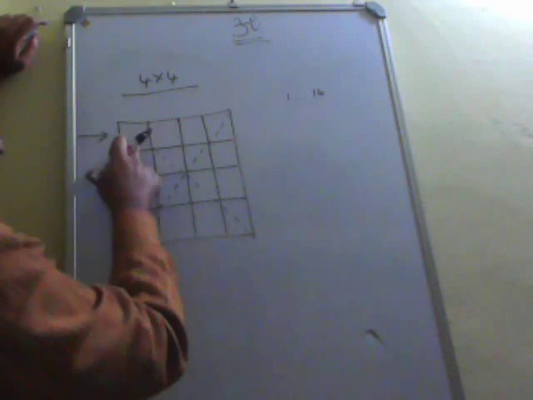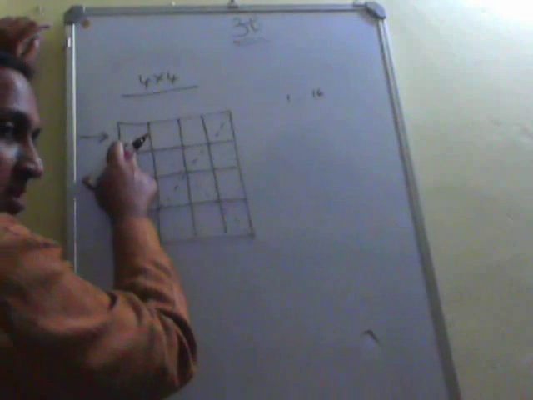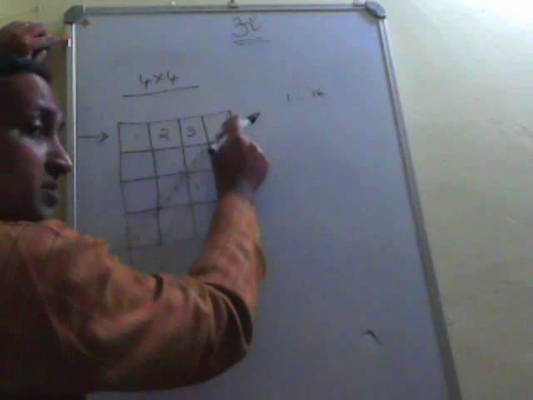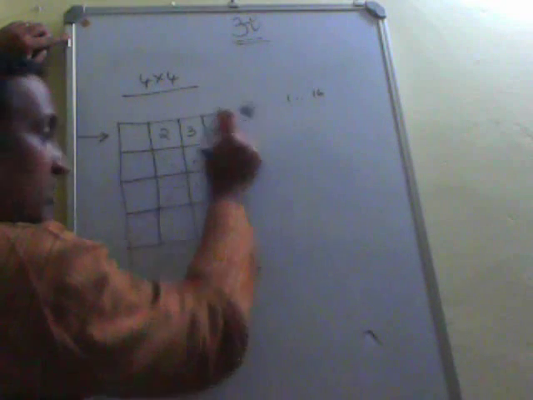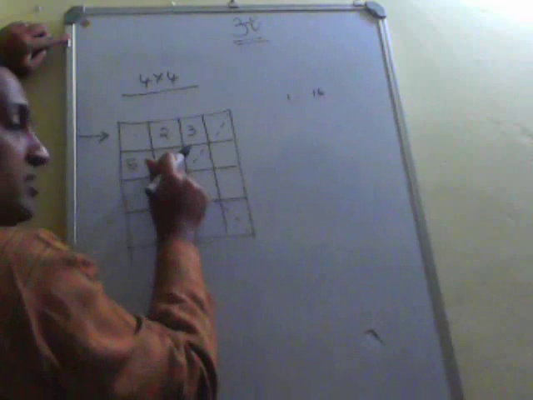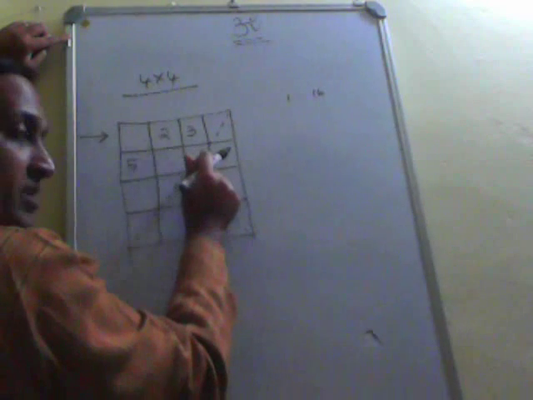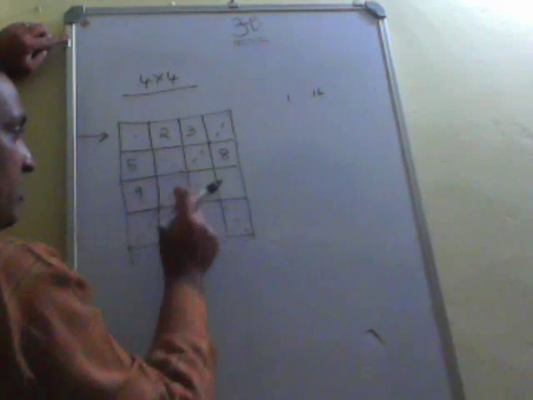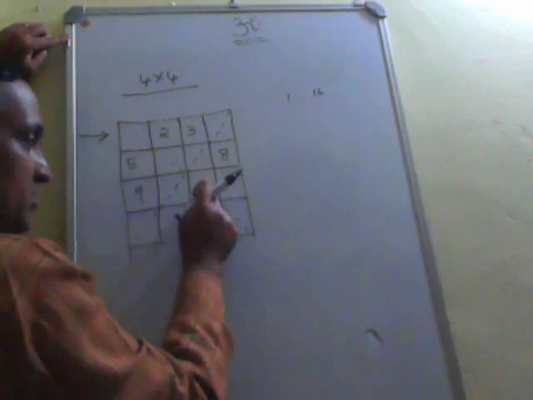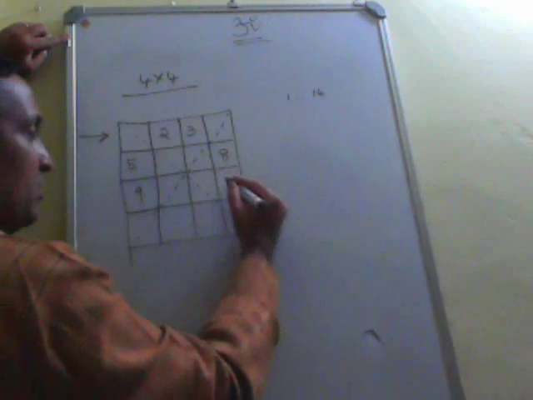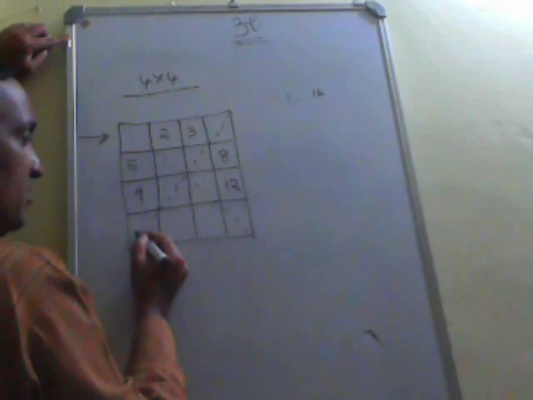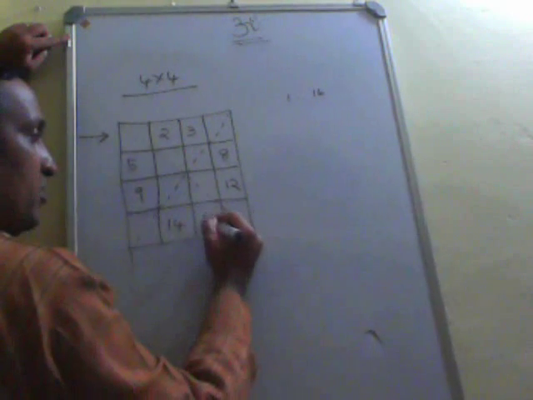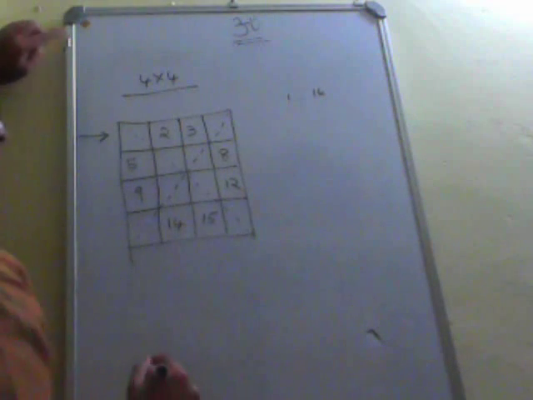So now I am starting here. 1. Diagonal is there, skip it. I write 2. 3. Diagonal is there, 4. Skip it. 5. Diagonal is there, skip it. 7. Skip it. 8. Then 9. Diagonal is there, skip. 10, 11, skip. 12. Diagonal is there? No. So skip it. 13 you have to skip. 14, 15. 16 is there.